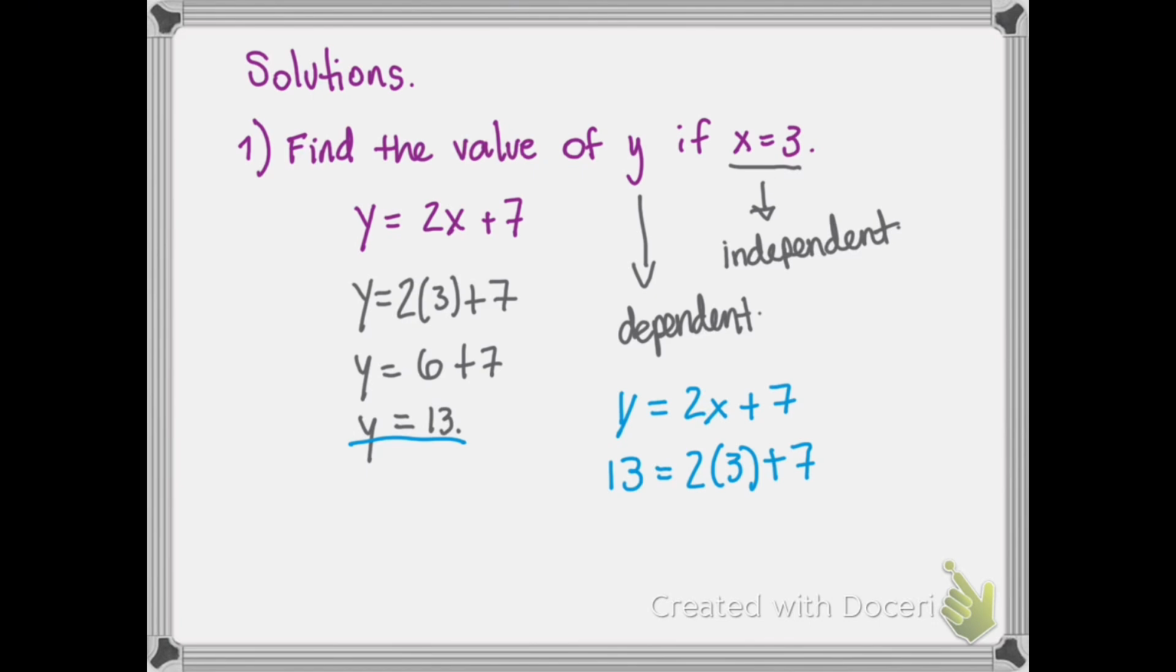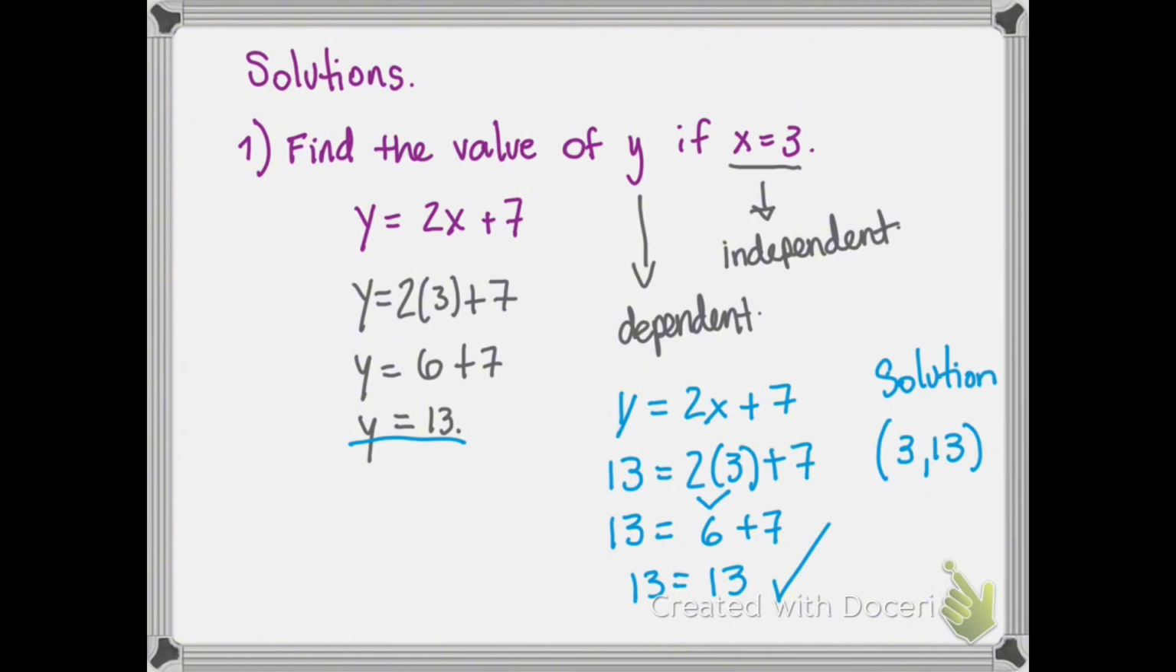So let's see if this is true. So we have 13 equals 2 times 3 is 6 plus 7. And 6 plus 7 is 13. So this is true. And that's why the point 3, 13 is a solution. Now let's talk about this point. It's going to have x first and then y. And it is a pair of numbers x and y that gives me the solution for an equation.